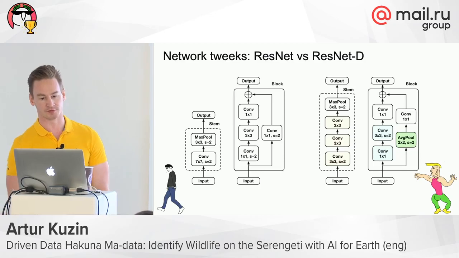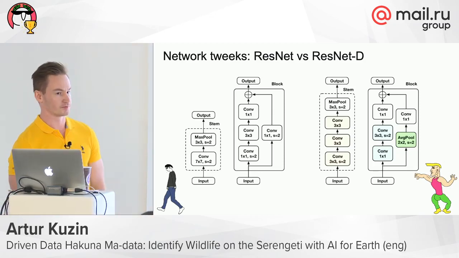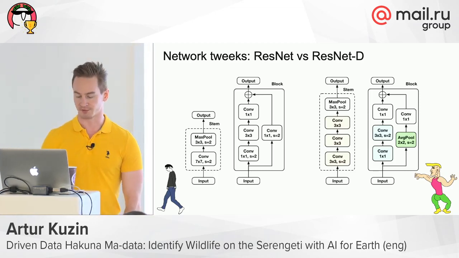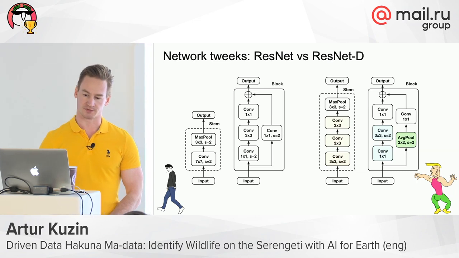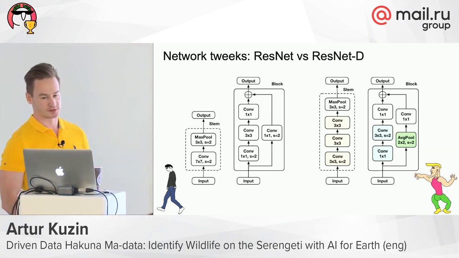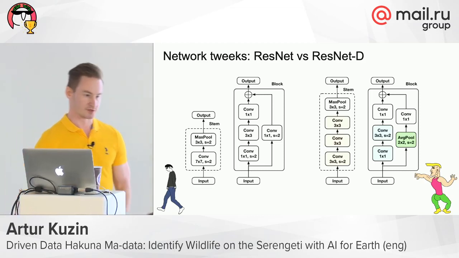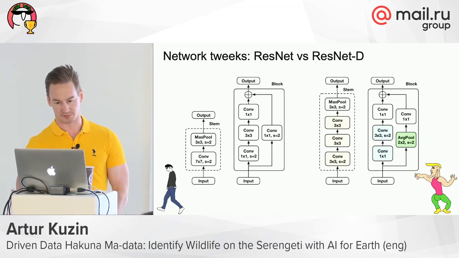The first one is about tweaks of the network. Actually, it's a lot of tiny modifications of vanilla ResNet. On the left side of the slide is the vanilla realization. On the right side is the ResNet-D modification. There are 3 modifications highlighted with colors.